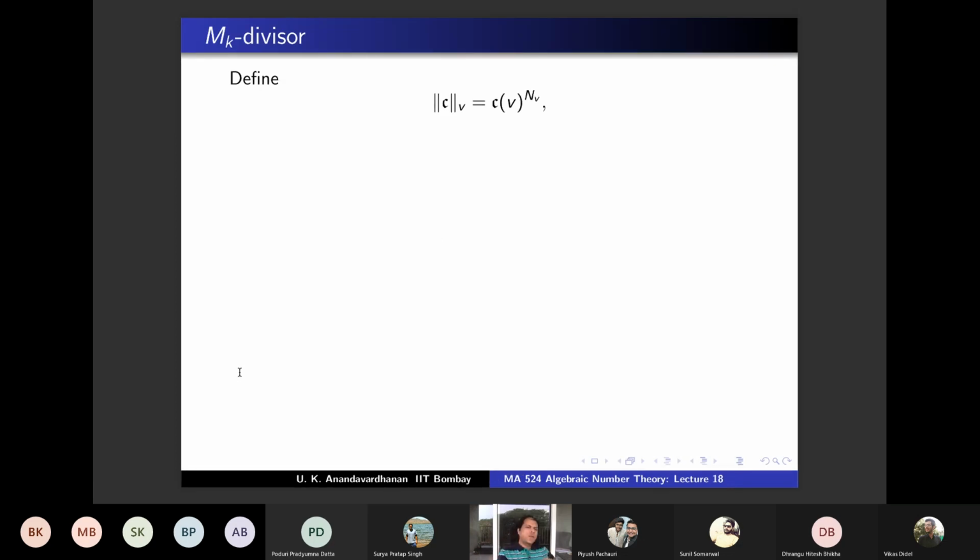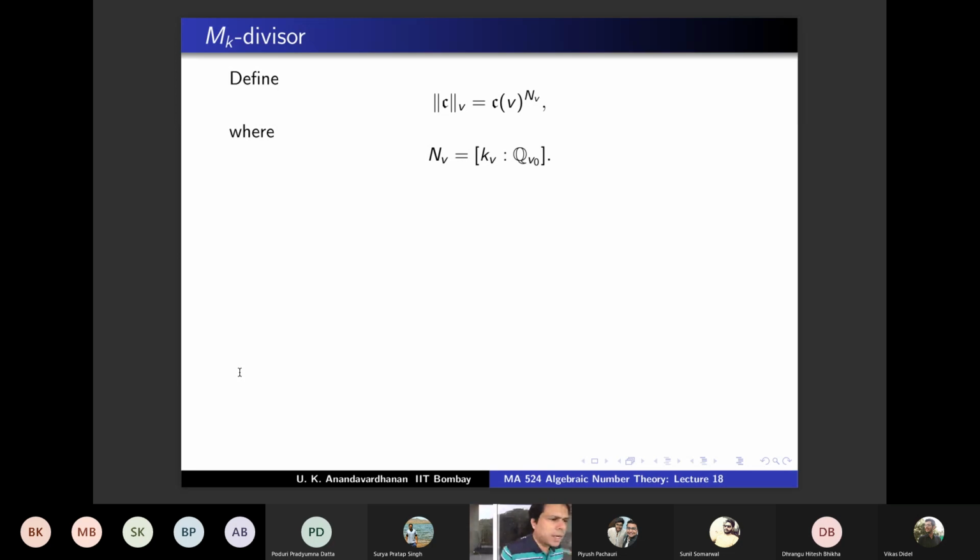Now some more notations. I'm going to define the norm of C at V. At V, the norm of C is defined to be CV raised to the power NV, where NV is the degree of the completions.